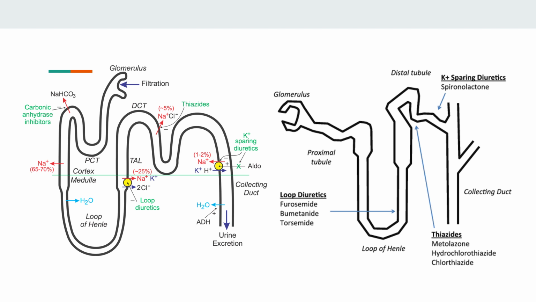Here's a simplified diagram of a nephron, which is the functional unit of the kidneys. In addition to illustrating the movement of various ions and water at different parts of the nephron, it also shows how different diuretics act on different parts of the nephron. For example, Lasix acts on the loop of Henle, whereas HCTZ works on the distal convoluted tubule.